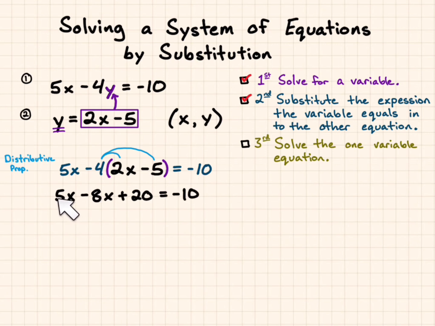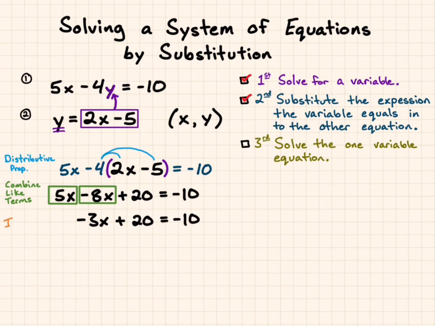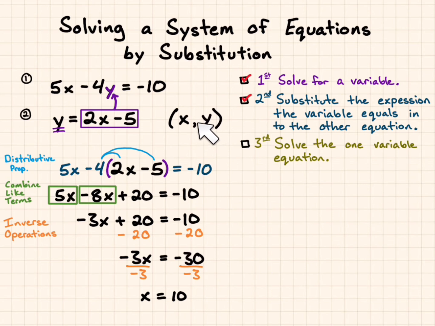Now the next step is going to be to combine like terms. We have 5x and negative 8x. Combining those together, we're going to get negative 3x. Then we have our inverse operations. I want to get x by itself, so I'm going to subtract 20 from both sides. I get negative 3x equals negative 30. And then I'm going to divide both sides by negative 3 to get x equals 10. So I've solved the one variable equation. That means that the x value in this solution has to be equal to 10.